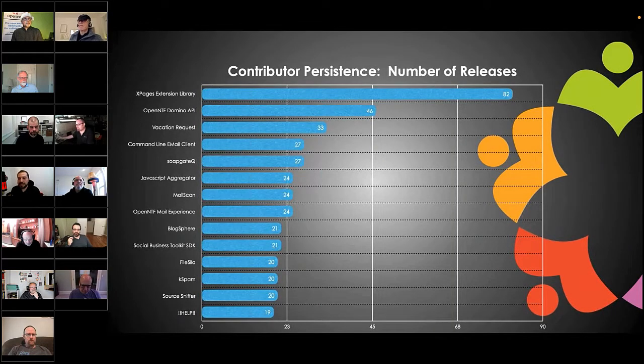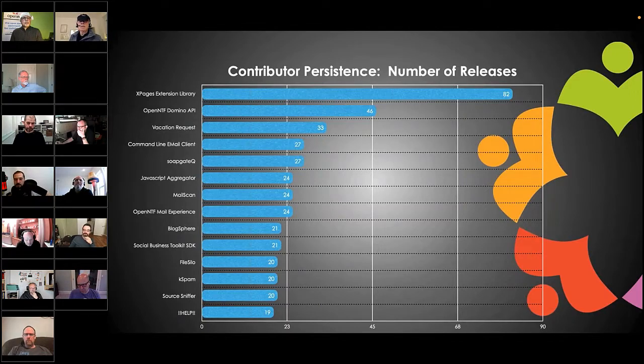Let's continue. We said that this is not a popularity contest, and download counts are not the sole metric here. One of the metrics is contributor persistence, or the number of releases. I put the XPages extension library there on purpose because it was a sponsored project by IBM. It has a number of releases which follow the upstream versions.